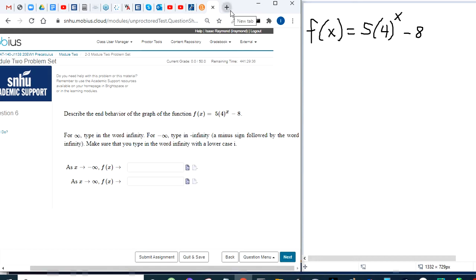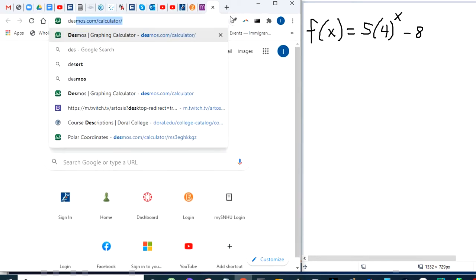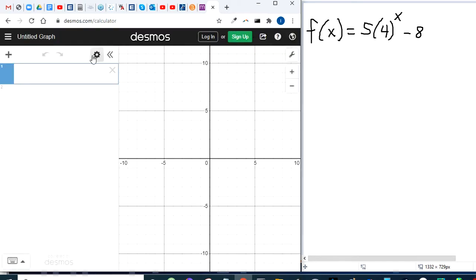We're asked to describe the end behavior of this function f of x. So again, I'd recommend this graphing tool, desmos.com/calculator. You can definitely do it without it, but for visual learners, it's really helpful to get a graph really quickly. Okay, so that's the graph of our function.